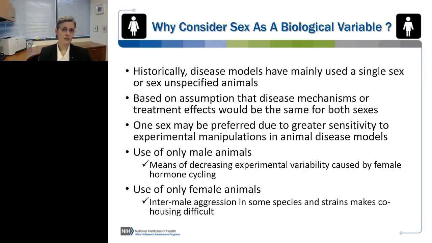Commonly, investigators will propose using only male animals as a means of decreasing experimental variability caused by female hormone cycling. And I'm going to come back to this point later on in my talk when I talk about myths and urban legends. On the flip side, some investigators propose using only female animals because they want to avoid any inter-male aggression that can occur in some species and strains that make co-housing difficult. But in some species and strains, females may be as aggressive or even more aggressive than the males.